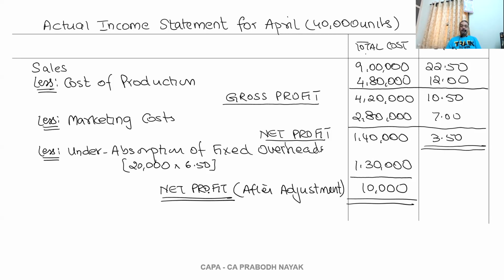Right. Conclusion. By accepting the special order, there is additional contribution of 3.5 per unit. This increases the profit by rupees 35,000. Therefore, the special order from the hotel should be accepted.